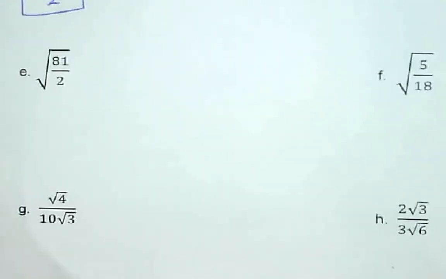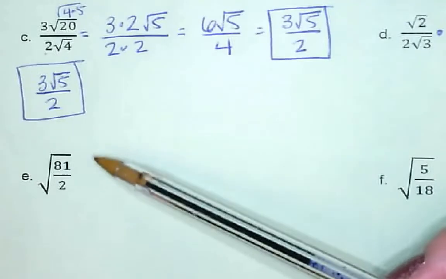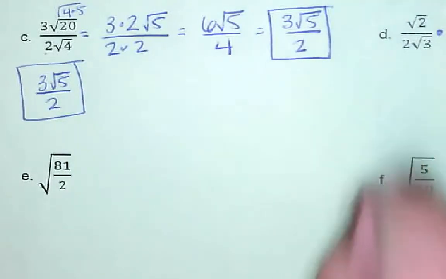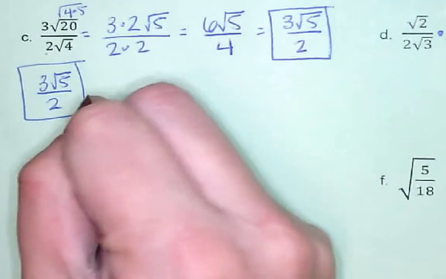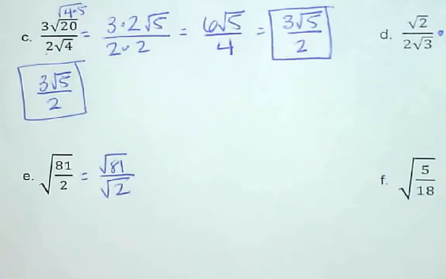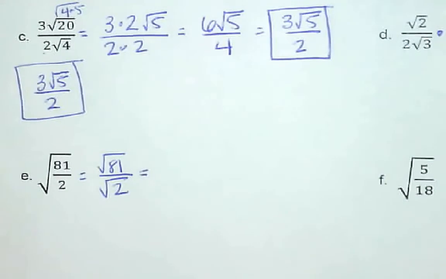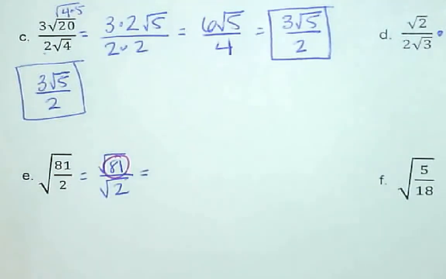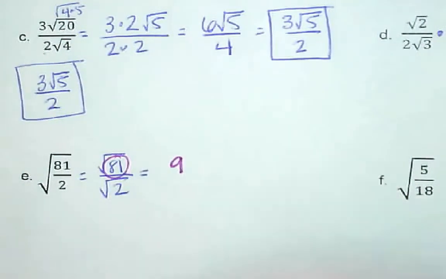So let's learn our lesson from C. Can you divide 81 by 2 at all? No, which stinks. But we can turn it into the square root of 81 over the square root of 2. Now, does this help us at all? Can we simplify that square root of 81? What's the square root of 81, y'all? 9. And we are over the square root of 2.